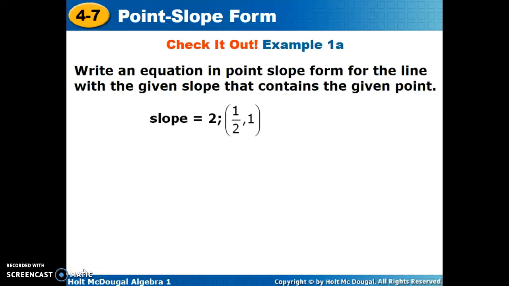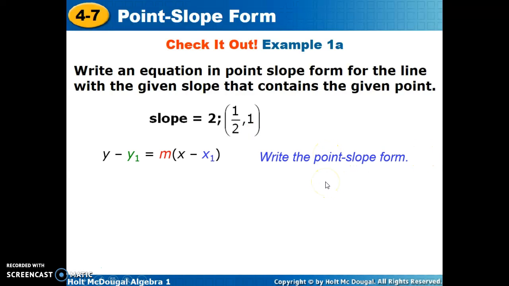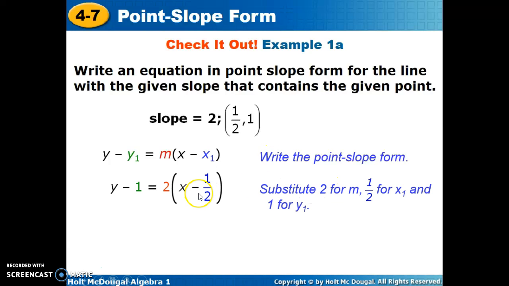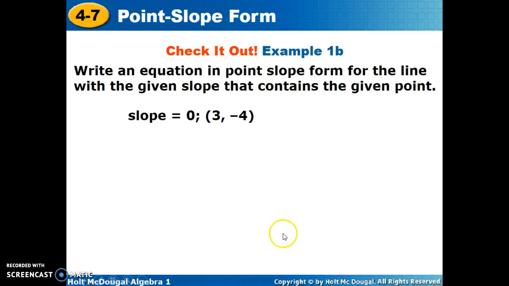Come back and check your answer. And we're back. Slope of 2, point (1/2, 1). We're going to write this in point slope form again. Substituting, m is 2. Our point x value is 1/2. It's positive, so we see minus 1/2. And our y value is positive 1, so we see minus 1.